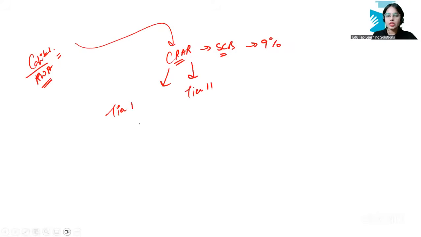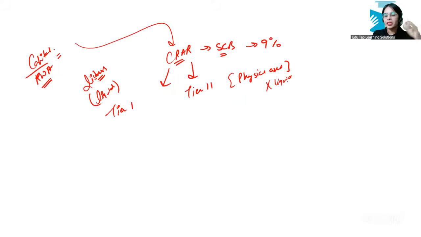I hope everyone knows tier 1 capital is considered the liquid capital that the bank has. That means liquid funds, liquid assets that the bank can use in a distress situation to handle the problems. Tier 2 capital is like the physical assets that the banks have, or the assets that the bank has that are not liquid.